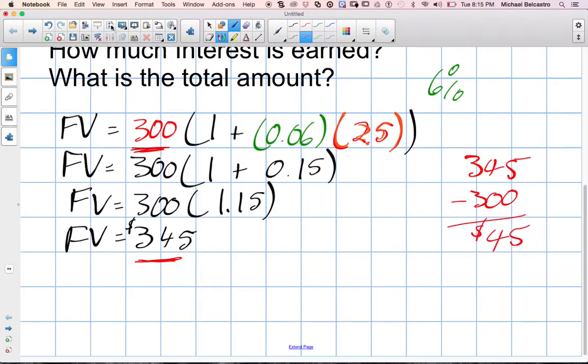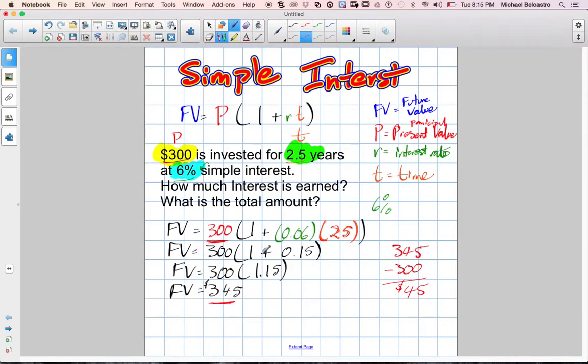So let's talk about this. Simple interest accounts earn the exact same amount of interest every single time period. If it's every year, every month, whatever it is, it earns the same amount, which is very different from compound interest. In fact, I don't know of anybody who uses simple interest. Banks use compound interest. Maybe a friend or something like that would use this type. But this is a very basic form of how to accrue interest, okay?